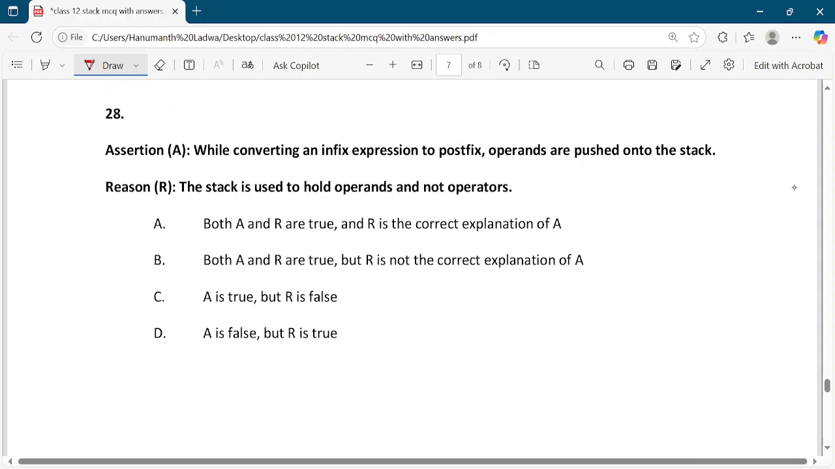Question number 28. Assertion A: While converting an infix expression to postfix, operands are pushed onto the stack. This statement is true. Reason R: The stack is used to hold operands and not operators. Here this statement is false. Here you can observe option C, A is true but R is false, is the right answer.